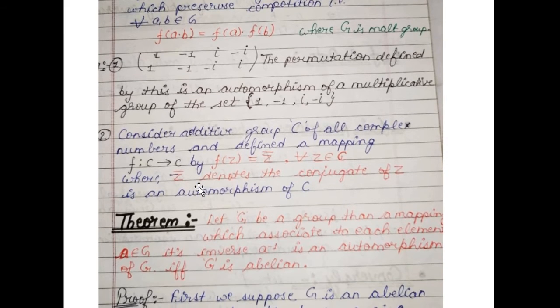Now we are going to discuss some examples. I have already explained one multiplicative group in the very first lecture, definition and examples. The most important multiplicative group is {1, -1, i, -i}, and you can see here we have taken a permutation of this group, and it is easy to see that this forms an automorphism. We can define a mapping between these groups which is 1-1, onto and composition preserving. So this is an example of an automorphism.